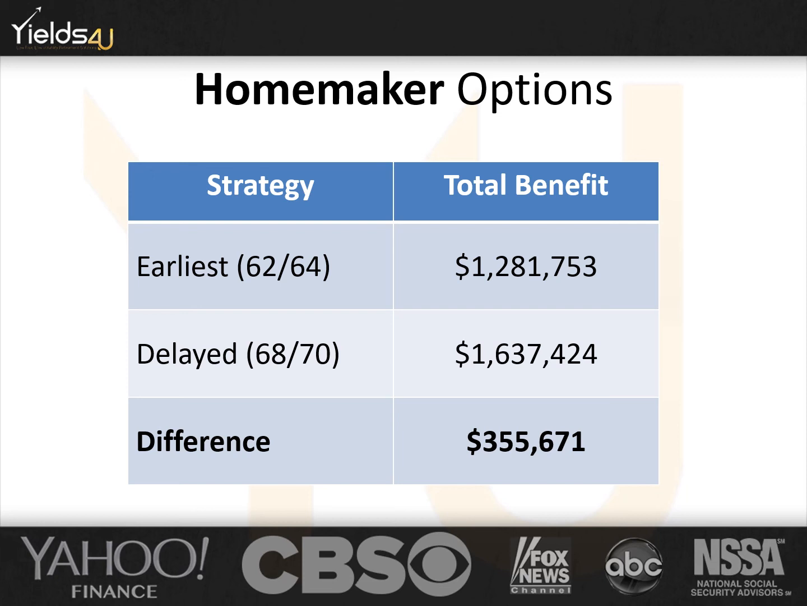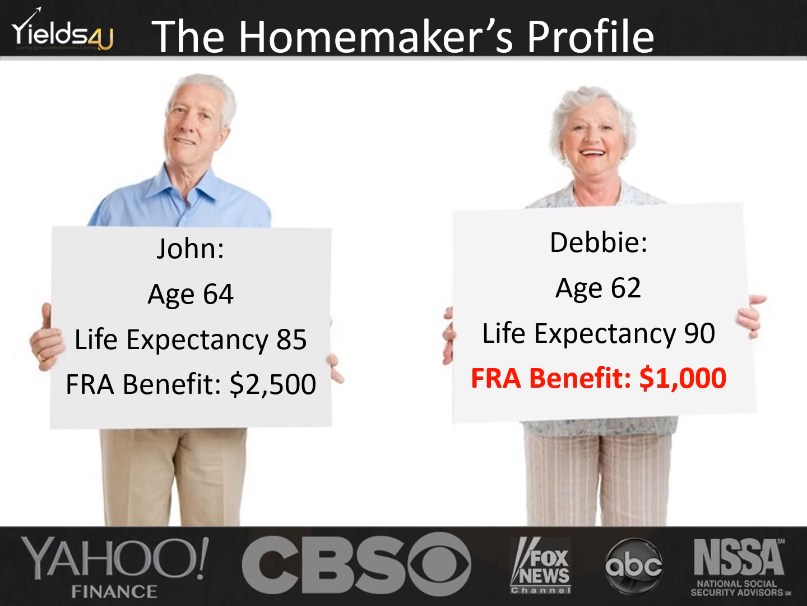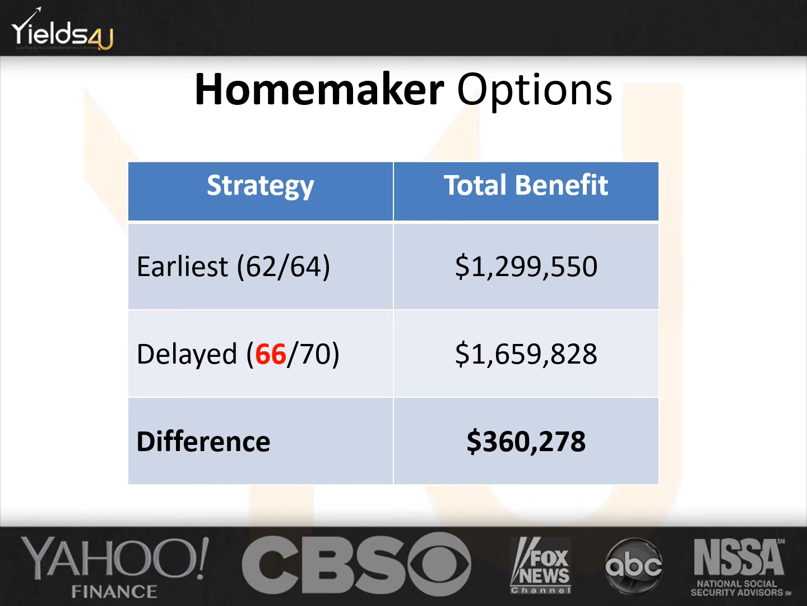But delaying isn't always the right answer. Let's take a look at another example. Same couple, but this time we're going to say that Debbie worked part-time and she's entitled to $1,000 a month in Social Security benefits for herself. When we run her benefit analysis, what we found is that in this case, Debbie should actually claim benefits at her full retirement age. Remember, before she claimed early, while John should actually delay retirement until age 70.